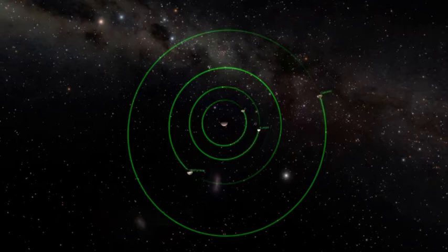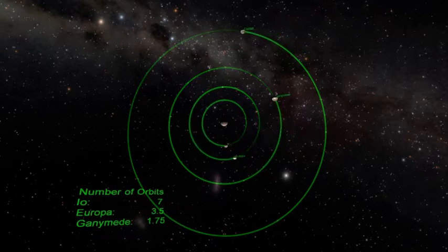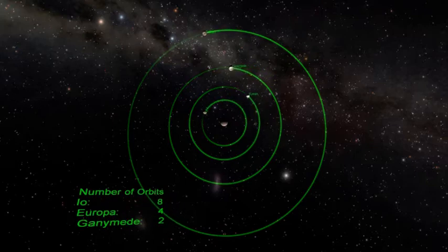And so this pattern is very important for providing what is called a resonant pattern in the orbits that induces heating of the moons from tides. So we'll see the full completion of 8 Io orbits, and then by comparison, 4 Europa and 2 Ganymede orbits.